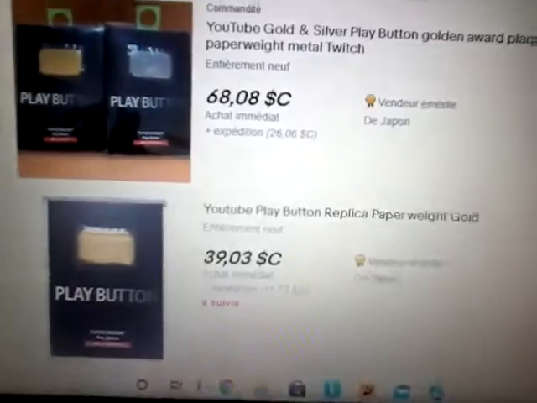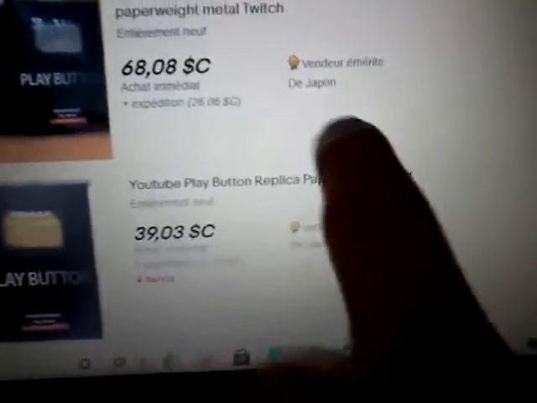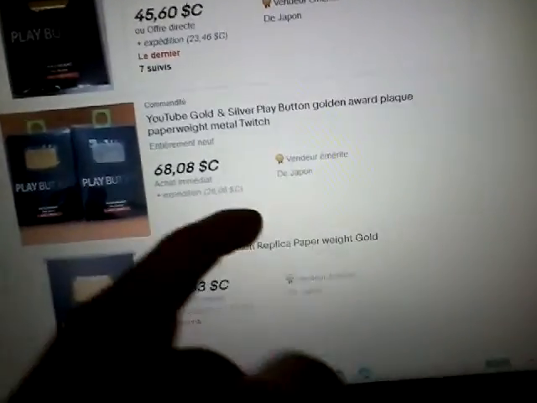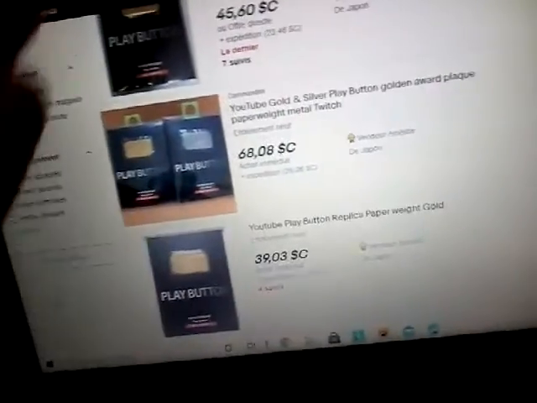I was actually planning on buying one from eBay, like a little fake custom one. But then I went on eBay and it's $68 plus $26 shipping for a little thing, and it's from Japan. I don't even know, it's probably written in Japanese and I can't read it, so no. And it's 68 Canadian, which is more in the US, just saying.